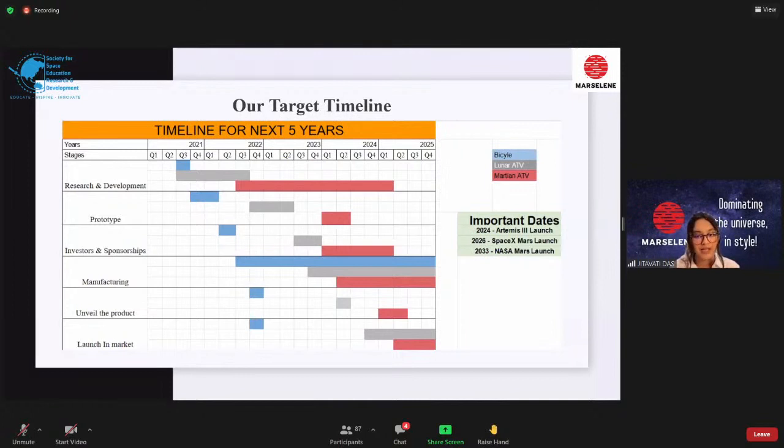The business expansion plan extends over 5 to 10 years, taking into account the launch dates of various space-related programs. For example, the launch of the Artemis 3 mission in 2024, SpaceX Mars launch in 2026, NASA Mars launch in 2033. These programs can be turned into opportunities to accelerate sales. The timeline features a perpetual cycle of research and development, building the prototype, meeting with investors and sponsors, manufacturing, marketing, and launch of the products. This process will be followed in order to ensure that the product is of high quality and affordable at the same time.